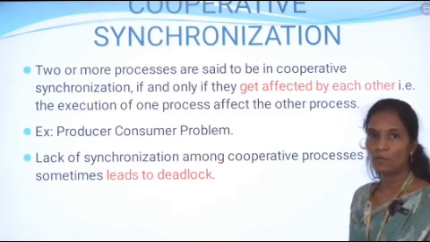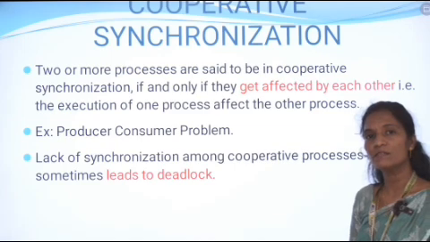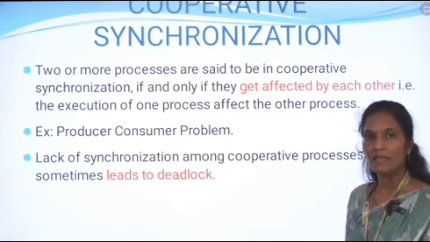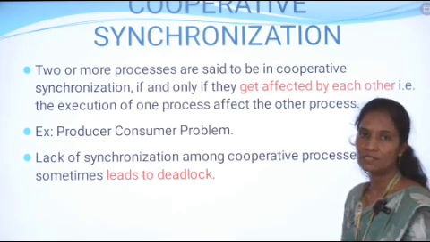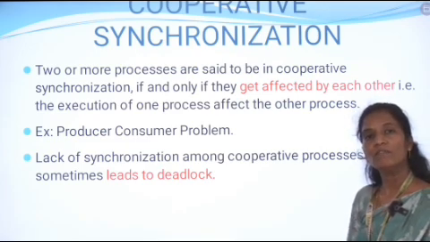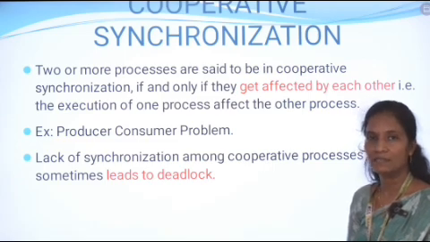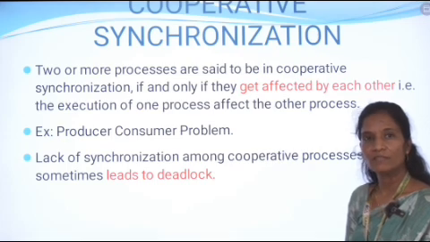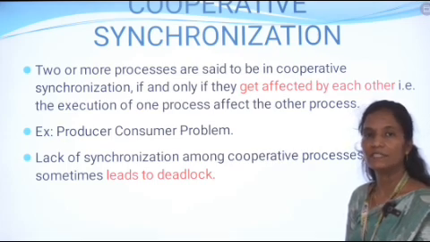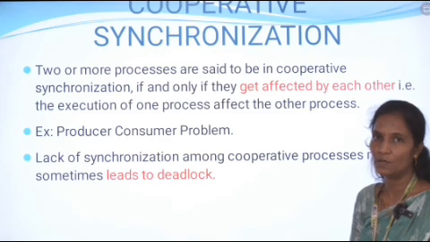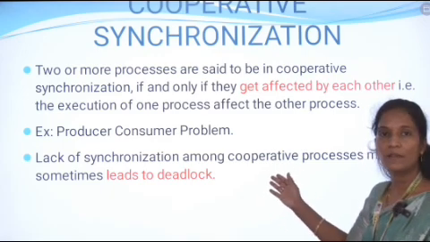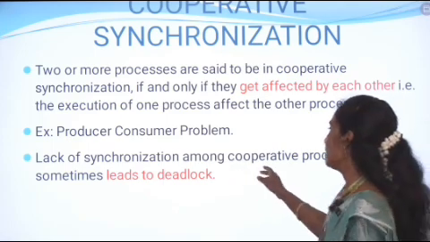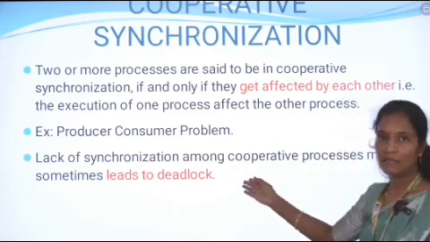In the producer-consumer problem, if the producer produces the values, then only the consumer is able to consume them. If the producer is not able to produce, then the consumer will not be able to consume the data. So here, the execution of the consumer is affected by the execution of the producer. So this type is called cooperative synchronization. Due to lack of this synchronization, it may lead to a deadlock.